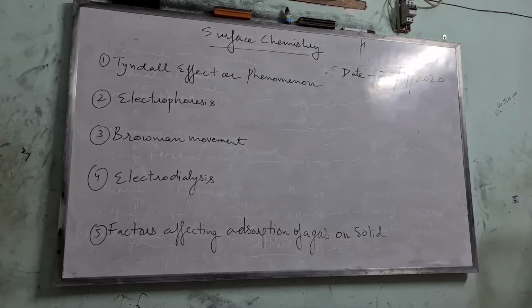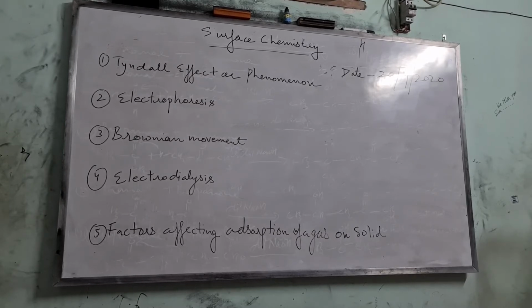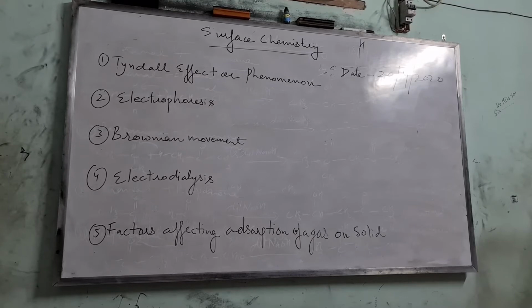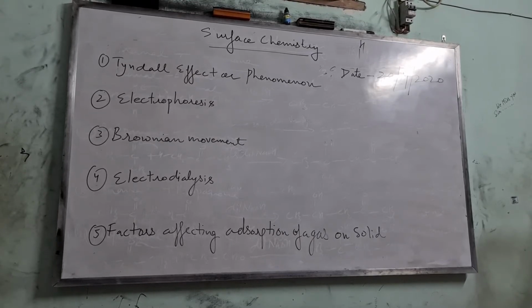Today we have a few phenomena which we are going to study. These all phenomena belong to surface chemistry. First of all, the first one is Tyndall effect. What is Tyndall effect? For example, in a closed room, in a dark room, you have a glass, and in that glass you have some colloidal solution. What you do, with the help of a torch, you pass a beam of light through the solution. If the light gets scattered, it is known as Tyndall effect.